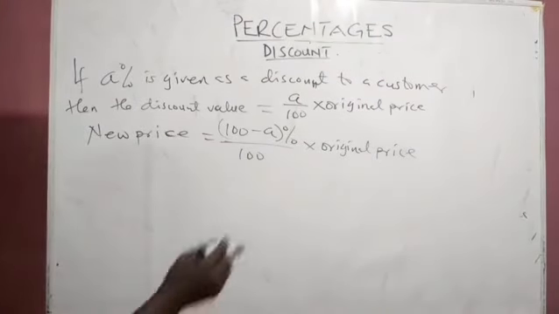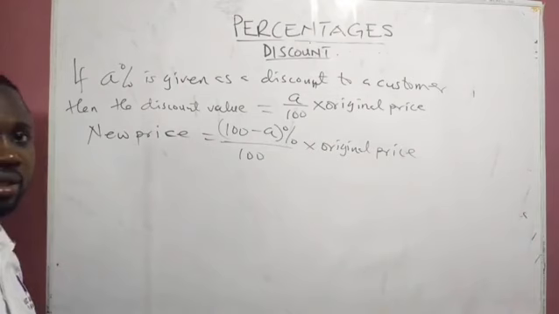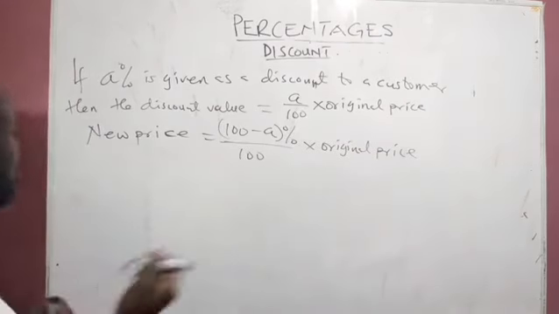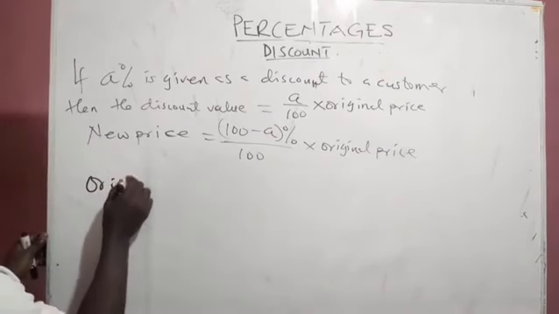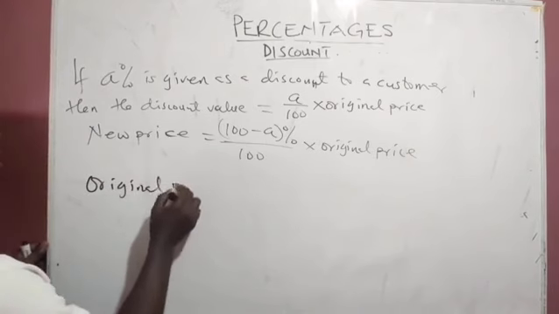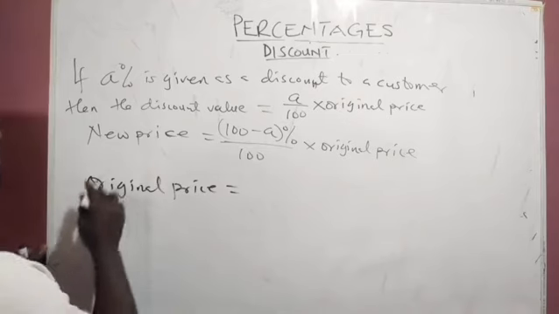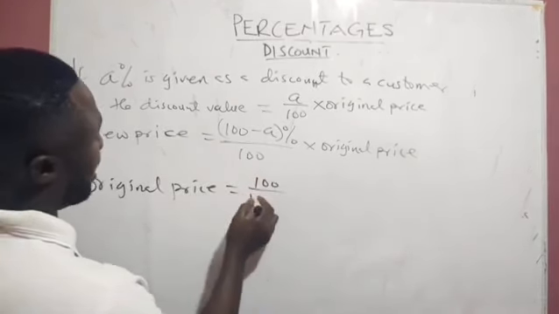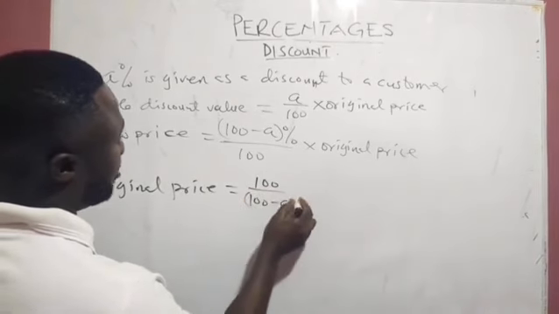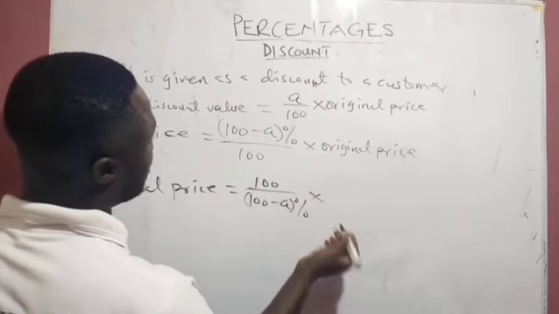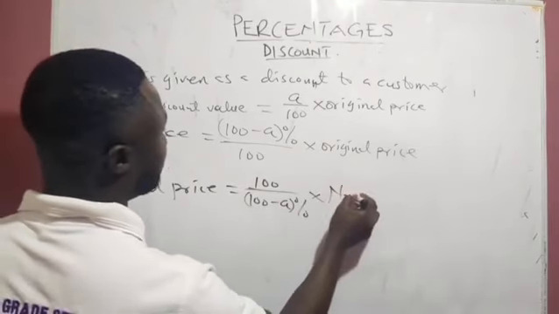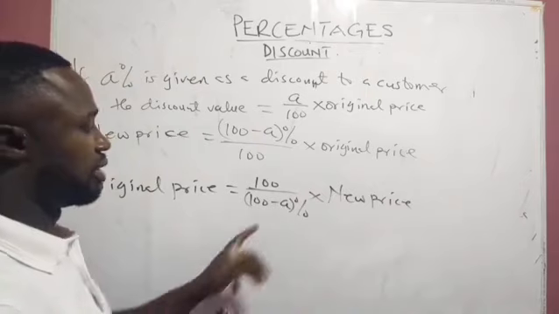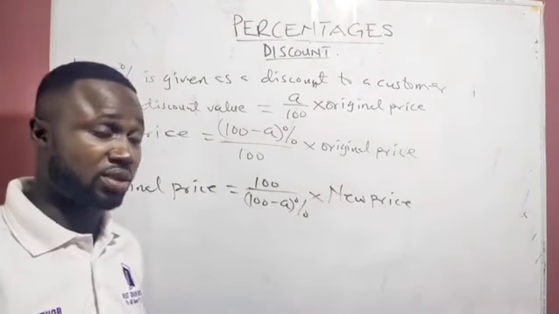And sometimes you can be looking for the original price, and then in the question you are given the value of what? Of the new price. So if I'm looking for the original price and I'm given the value of the new price, then my original price is going to be, since I'm looking for the value of the original price, 100 becomes my numerator, divided by 100 minus the A percent, and multiply by what? The new price. Because the new price corresponds to what? This particular percentage. Is that okay?